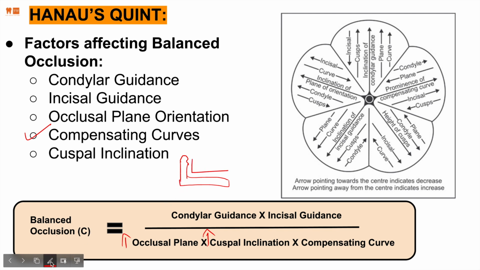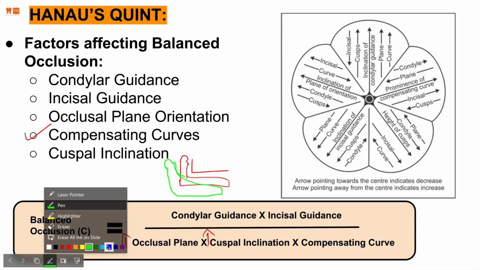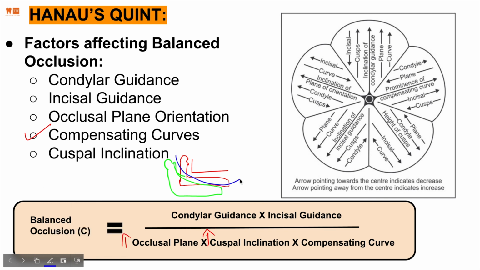We need a curve. So what does a natural condyle and mandible look like? It actually kind of looks like ramus coming down here and moving down. See now right here, this is a curve. Now imagine if this curve was a little bit flat. Occlusal plane dropped, right? So if the compensating curve drops, occlusal plane also drops. So all of these are interchangeable.